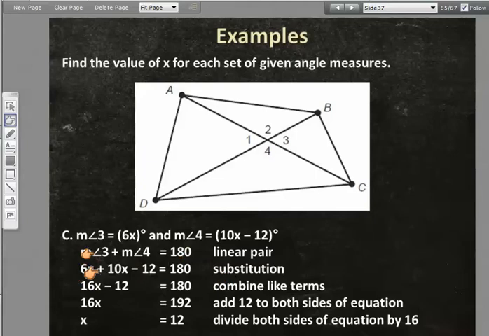Then I just do some substituting. I put 6x in for the measure of angle 3, 10x minus 12, I plug in for the measure of angle 4. That's called substitution. And then I just get busy combining like terms. Then I add 12 to both sides. And then I divide both sides by 16. And 192 divided by 16 is going to give me 12. Okay? And that's my value of x.